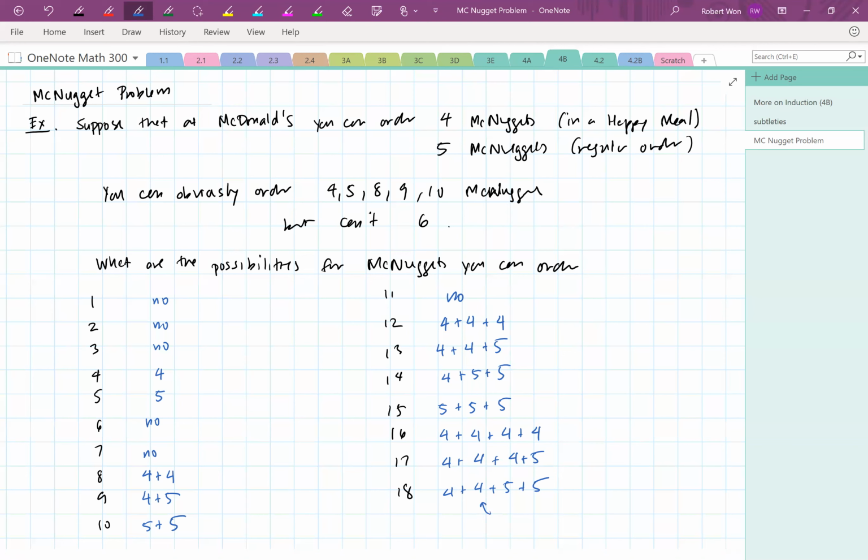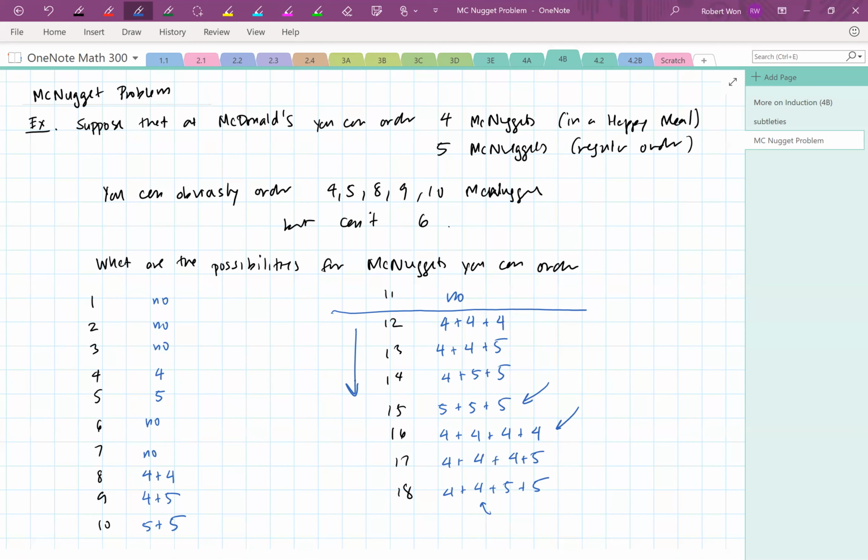And then once I get to 20, what happened when I maxed out all my 5s? If I maxed out all my 5s, then I can take 15 of them in 3 groups of 5 and replace them with 4 groups of 4. To get from 15 to 16, I switched from three 5s to four 4s. So it looks like up until 11, you maybe can or can't. But from 12 onward, it's always possible to order at least 12. And the small cases we could do by hand. So it looks like you can order 4, 5, 8, 9, 10, and then any number bigger than or equal to 12.